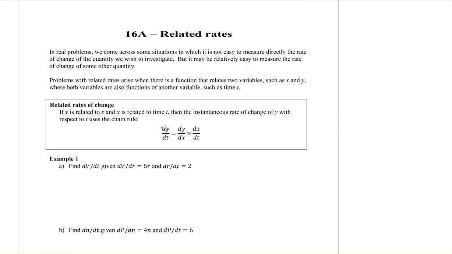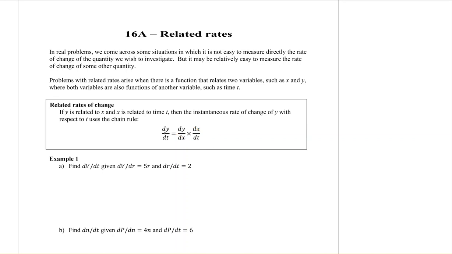If y is related to x is related to t, then the instantaneous rate of change of y with respect to t uses the chain rule. Bit of a wordy explanation there. So our chain rule, dy over dt equals dy over dx times dx over dt. Just remember, we will be changing all of those variables that are in these equations, but it's always important to get the cross-cancelling happening to get the dy over dt or whatever it is, the rate that you want.